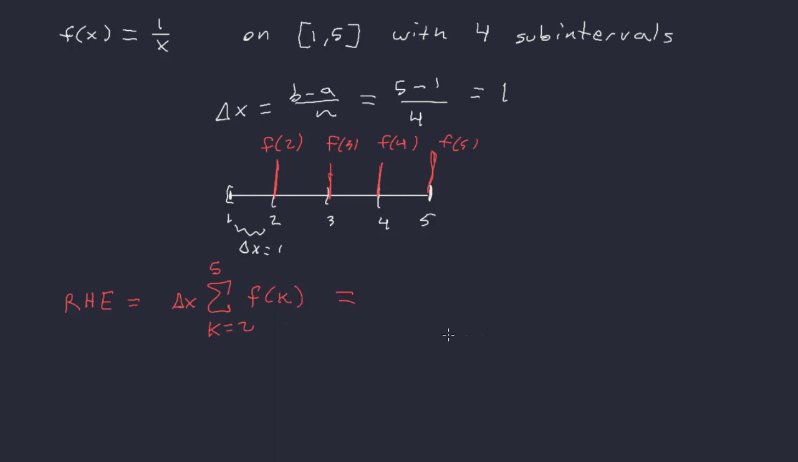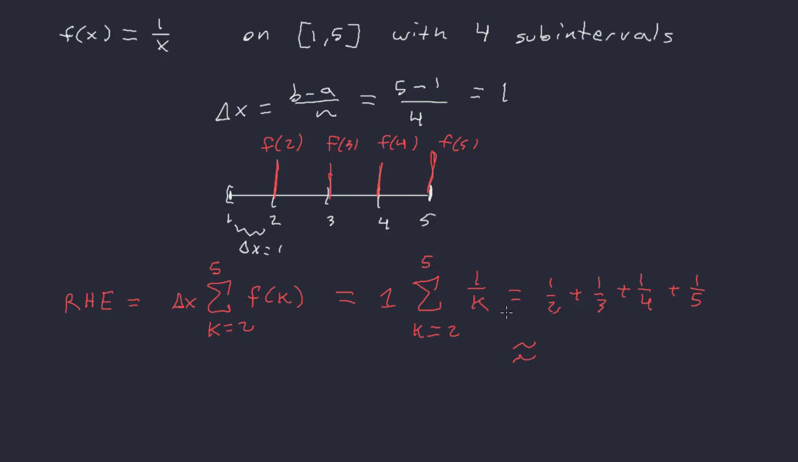Okay, which will actually end up being delta x in this case is 1. So it'll be 1 times the sum k going from 2 to 5. Well, f of k is 1 over k. Right, so that's what we'll be looking at. We'll be looking at the sum k going from 2 to 5 of 1 over k. So 1/2 plus 1/3 plus 1/4 plus 1/5.